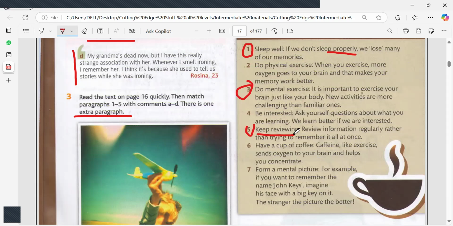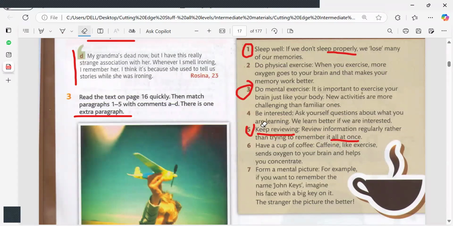Number 5: keep reviewing. What does keep reviewing mean? Review information regularly rather than trying to remember it all at once.